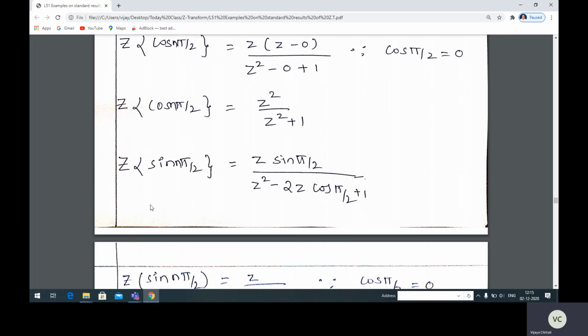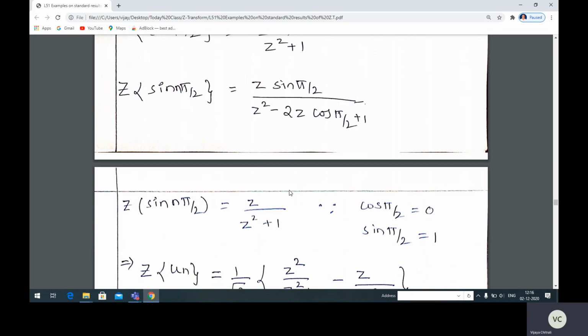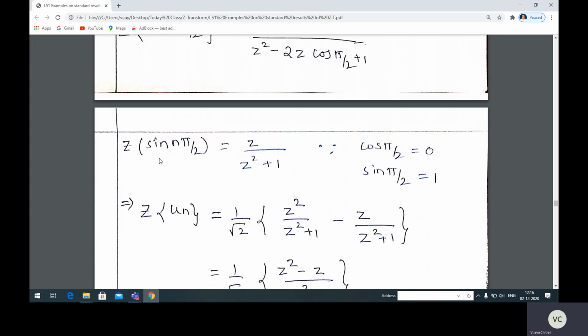So z transform of sin n pi by 2 is z sin pi by 2 divided by z square minus 2z cos pi by 2 plus 1. Sin pi by 2 is 1, cos pi by 2 is 0. So we get the transform of sin n pi by 2 equal to z divided by z square plus 1.